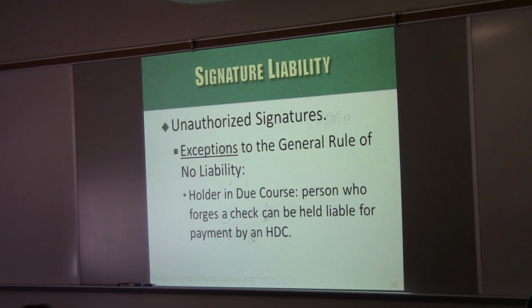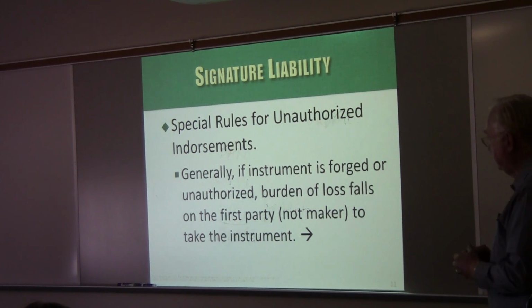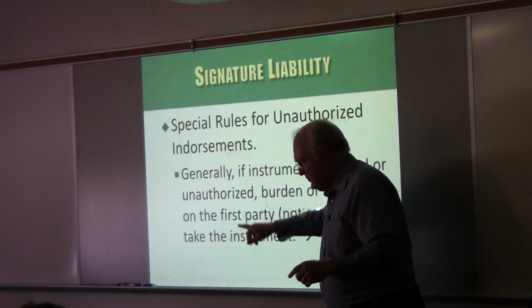The exception to the general rule of no liability is with the holder in due course. A person who forges a check can be held liable for payment by the holder in due course. Generally, if the instrument is forged or unauthorized, the burden of loss falls on the first party to take the instrument. Kayla, is that fair? Probably not, but somebody's got to bear it. I'm sorry, I said last, it's the first party.